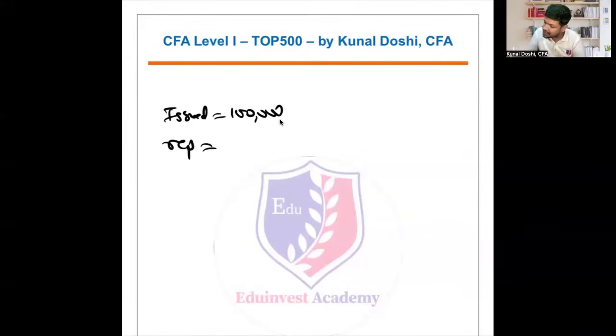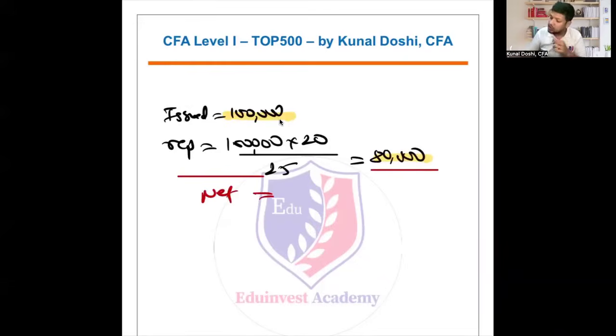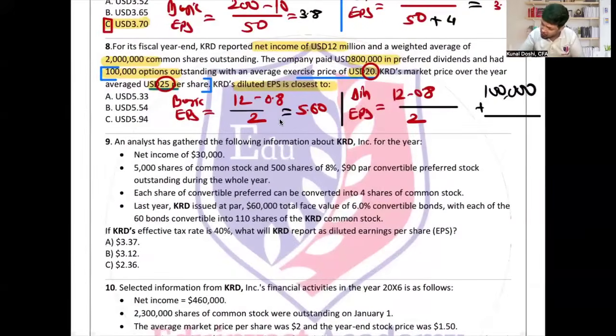How many will be repurchased? Those 100,000 at the rate of 20 will be subscribed, and the company can go back and repurchase at 25, the market price. So 100,000 into 20 divided by 25, that is 80,000 can be repurchased. So the net shares outstanding: 100,000 will be issued, 80,000 will be repurchased. So basically, how many net issued? Only 20,000.